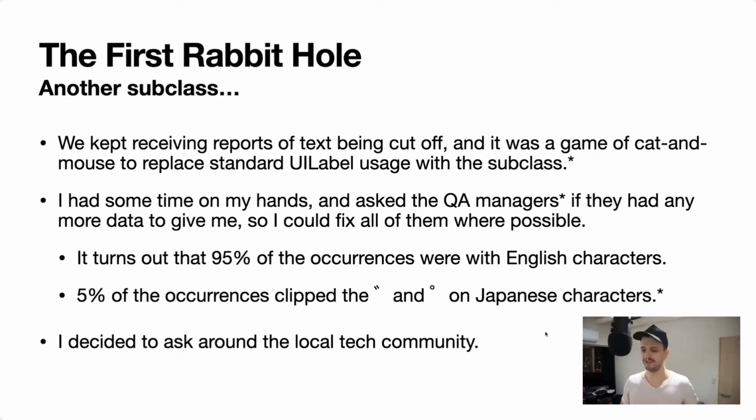The first rabbit hole I decided to dive down was making another subclass, because we kept receiving reports of text being cut off, and it was a game of cat and mouse to replace standard UILabel usage with the subclass. And obviously, if we forgot to use the subclass in the xib, the storyboard, or the class itself, then the text stood a really good chance of being clipped off. And more time would be wasted fixing it, with QA issuing more tickets and the general conversation hubbub that happens in Slack, and it's hard to track everything.